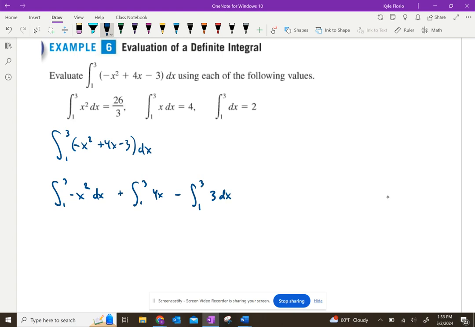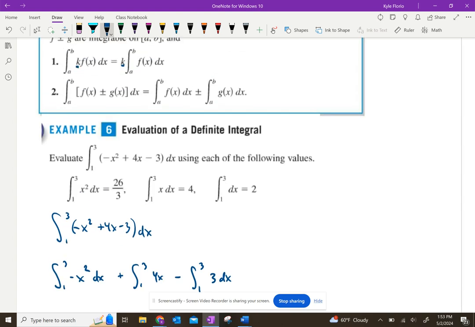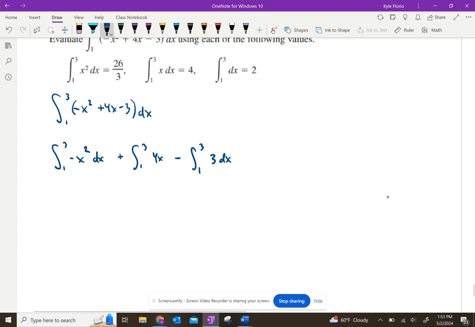Now, I know the integral of x squared from 1 to 3 is 26 over 3, but I have a negative here. And I also know what the integral from 1 to 3 of x is, but I have a 4 here. So what I'm going to do is factor those out using this constant idea. So factoring out the constant, that's going to be negative integral from 1 to 3 of x squared. Plus, I'm going to factor the 4 out. So it's going to be 4 times the integral from 1 to 3 of x dx. And I'm going to factor that 3 out so that I can just have the dx in there.